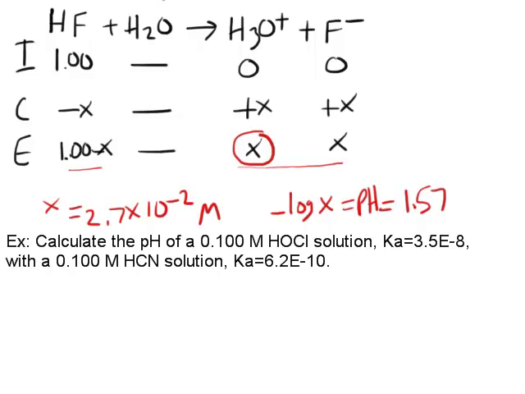For our next example, let's calculate the pH of a 0.100 molar HOCl solution with a Ka of 3.5 times 10 to the negative 8th, and it's mixed with a 0.100 molar HCN solution that has a Ka of 6.2 times 10 to the negative 10th. So, what you should ask yourself is, what's in the solution? What's the main source of H plus in this problem? Or is there more than one main source? Go ahead and figure that out.